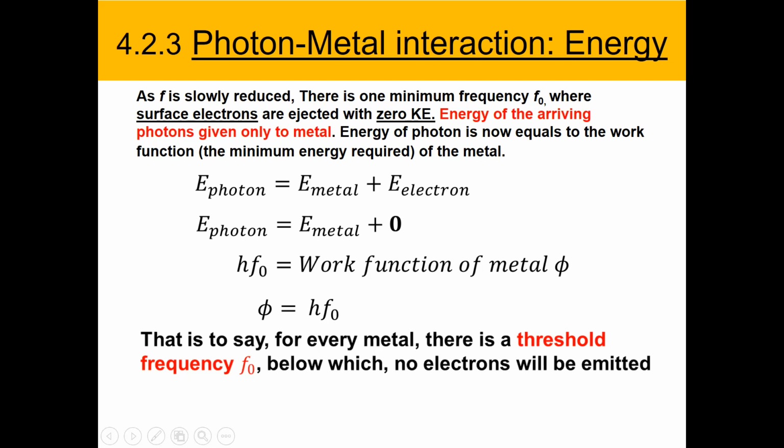And here we define work function and threshold frequency together. We equate them together. We can say that the work function must be equal to Planck's constant multiplied by the threshold frequency.